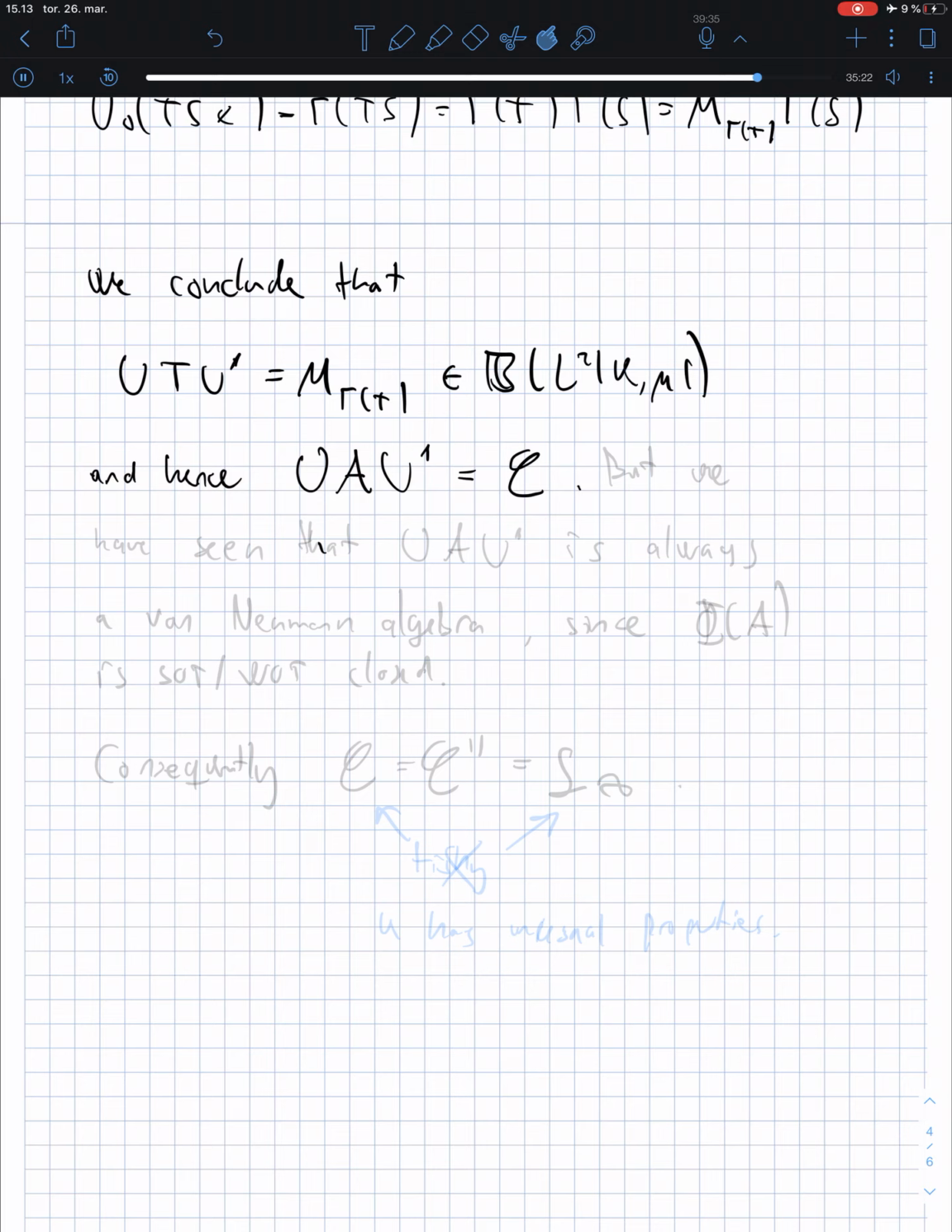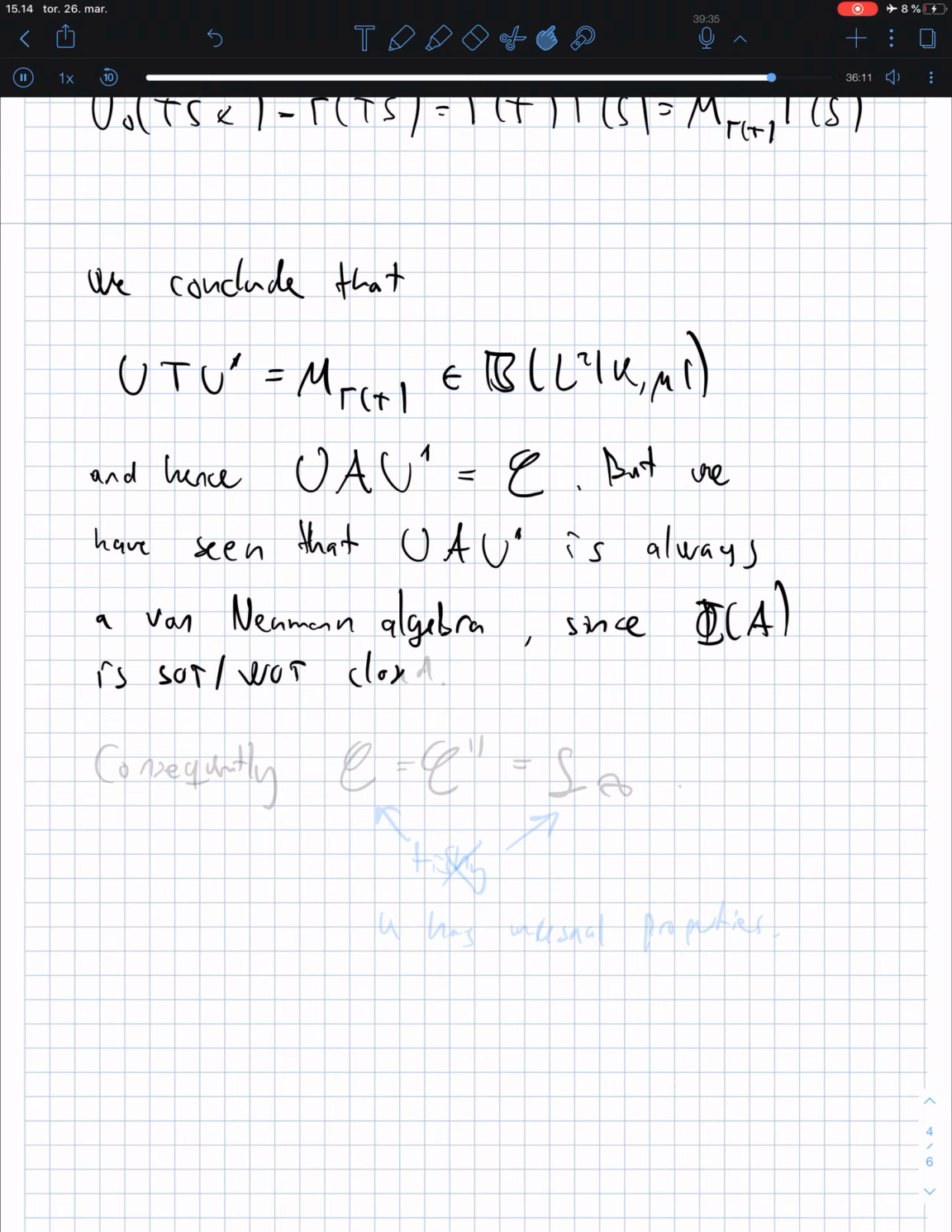But we have seen that U A U star is always a von Neumann algebra, since φ of A is strongly or weakly closed. Right?